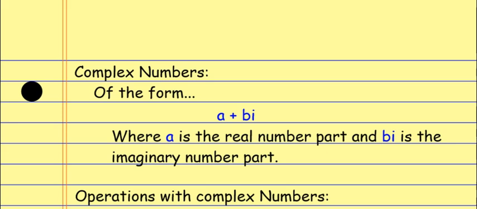So let's talk about complex numbers. Complex numbers are basically in this format, a plus bi, where a is the real number part and bi is the imaginary number part, okay? And so that's why these are complex. They are kind of torn between two worlds, between real numbers and imaginary numbers, okay? And so we call them complex numbers because they have a real part and an imaginary part, all right?